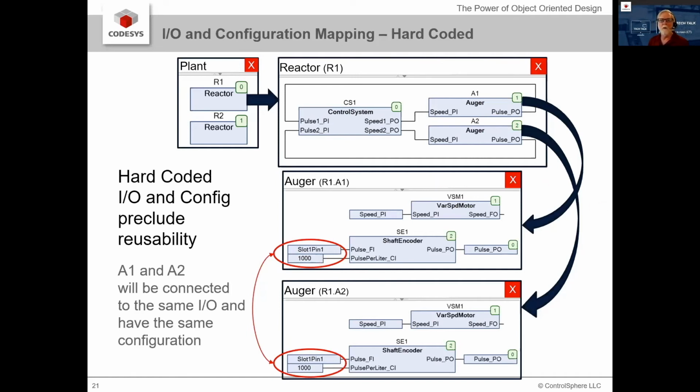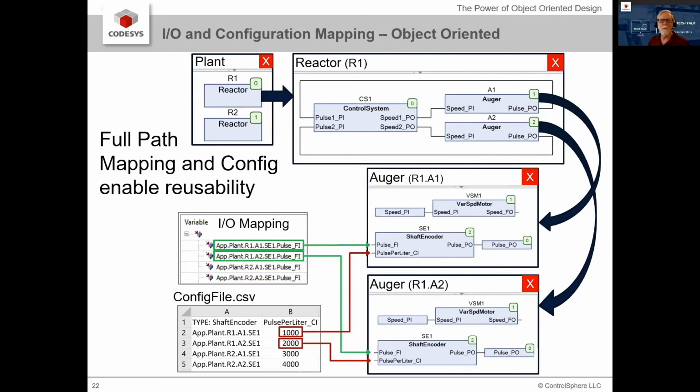CODESYS gives us a great tool for dealing with the I/O side of things. So instead of mapping to the global variable and then hard coding that global variable, we use the CODESYS full path mapping feature to map the I/O directly to the applicable auger. So here in the I/O, you may be used to seeing this I/O mapping, and you might have been using global variables in here. CODESYS also allows you to use full path names instead of global variables.